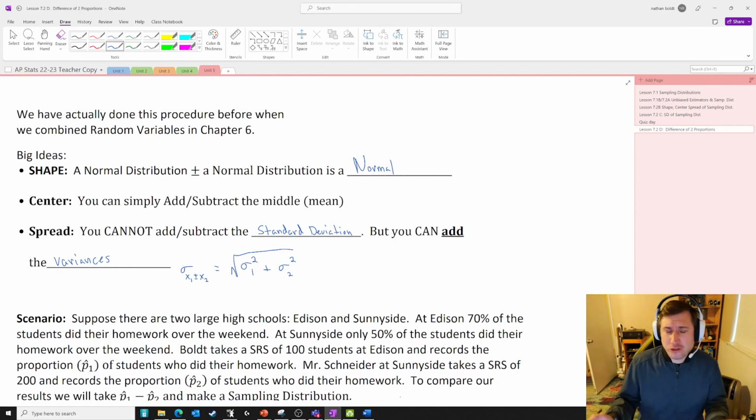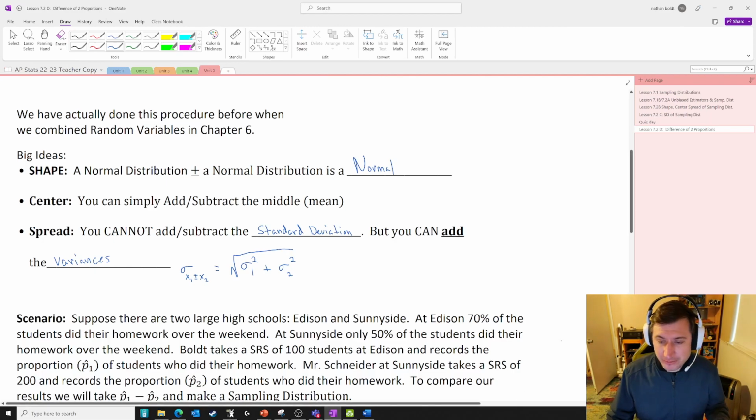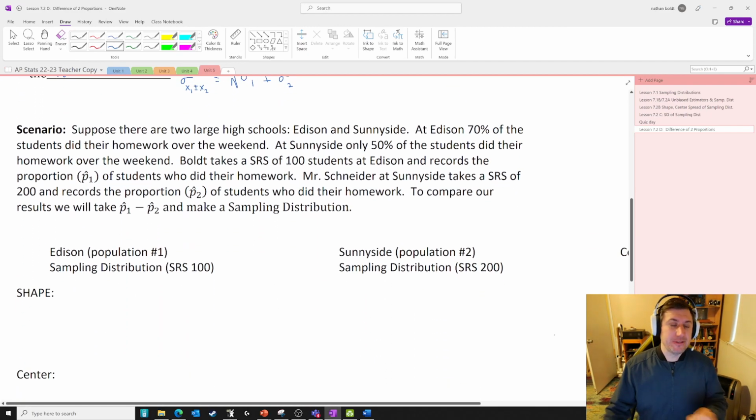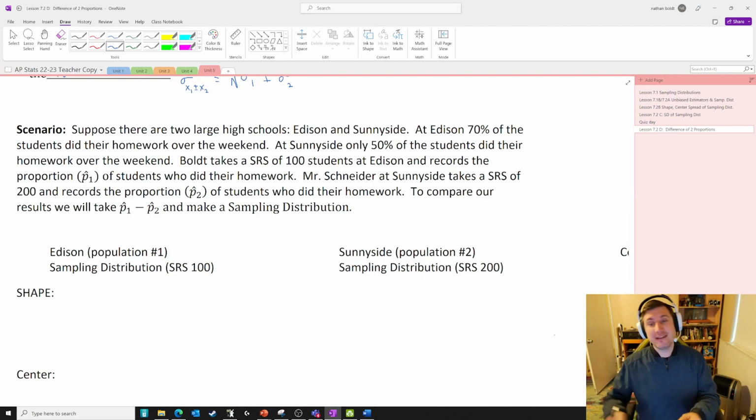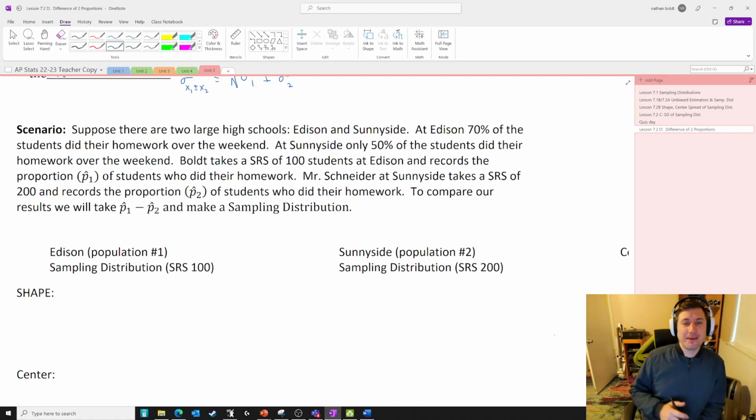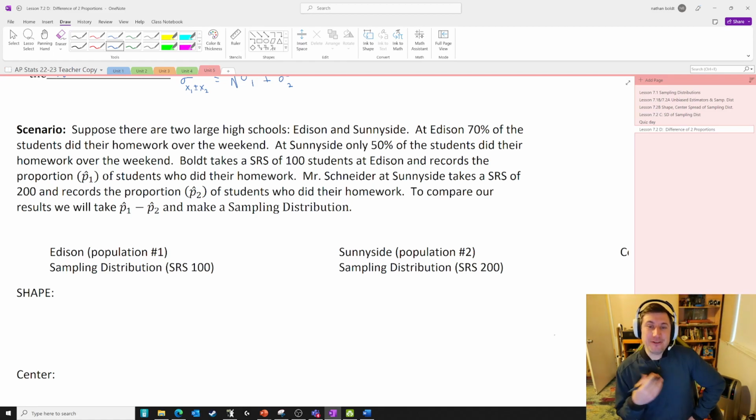So what does this actually look like? Here's a scenario that puts this into practice. Suppose there are two very large high schools, Edison and Sunnyside. At Edison, we know that 70% of the students did their homework over the weekend. You lucky, I don't even give you homework on the weekends. At Sunnyside, only 50% of the students did their homework over the weekend. So we know those are our parameters, what we know is true for the populations.